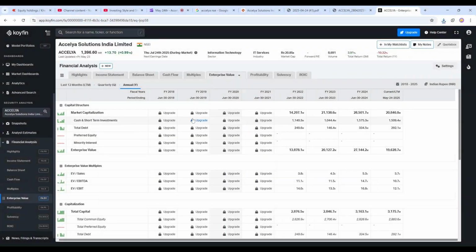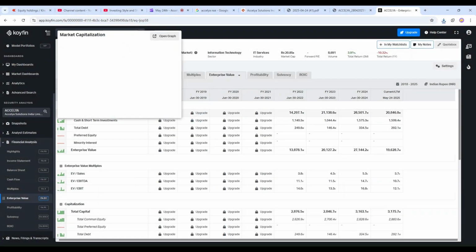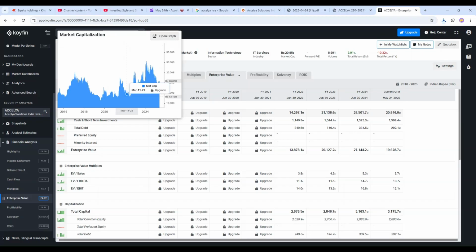So look at the market cap. If someone had bought it at this level, they would right now be making a very high amount of dividends on their buying price. Let's say at 14-15 billion rupees, they would be making around 10% of that as dividends. If you buy it at a high amount, the dividend yield will not be high.